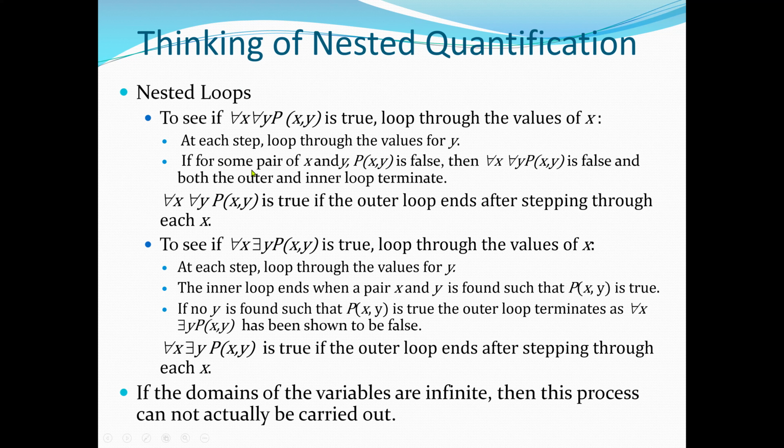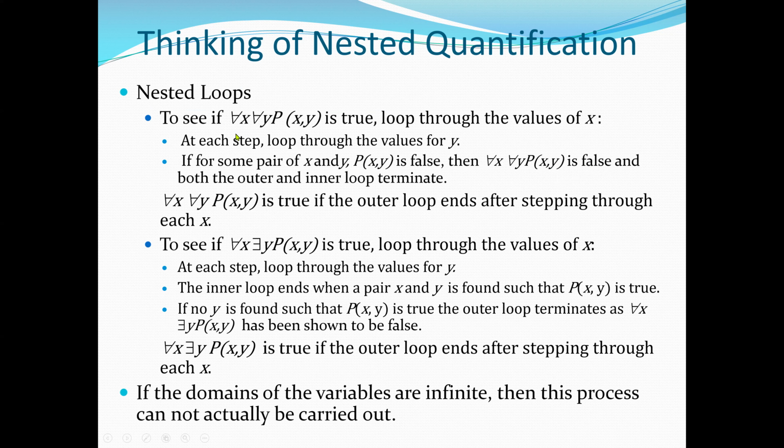And for some pair of x and y, if P of x and y is false, then we know that for all x and all y, P of x and y is false. So if it's true throughout to the end, then we say the condition for all x and all y, P of x and y, is true. But in the process, if anytime we become false, the loop will stop, terminate, then give us the false solution.